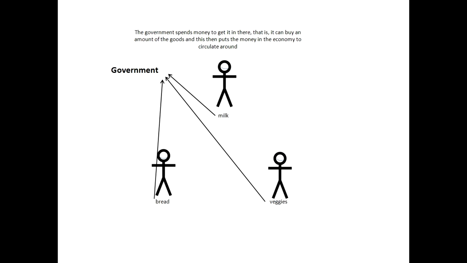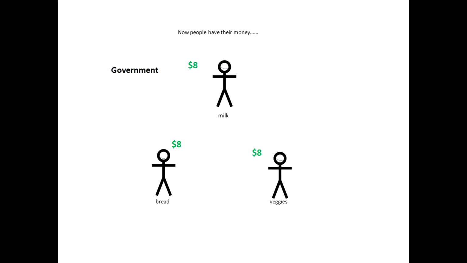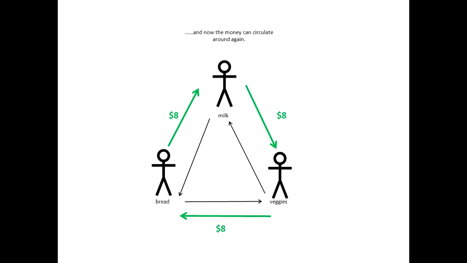On the first day, they're going to sell their goods to the government. So we've got the black arrows indicating the goods going to the government. The government's going to give them money, indicated by the green arrows. The people now have their money, and now the money can circulate. Note that the government doesn't need to keep putting money into the system continually. Only an amount needs to go in, and then after that, that'll just keep the system going.